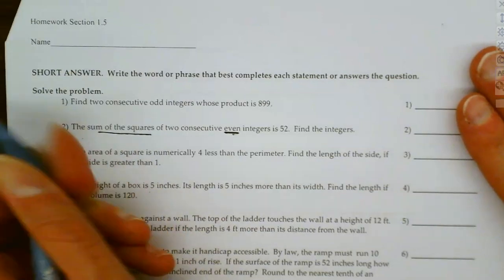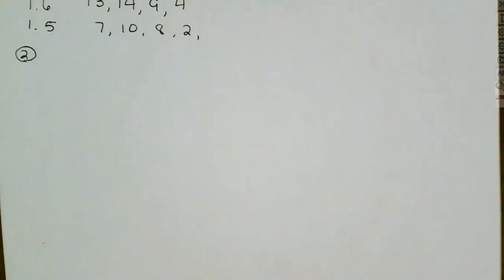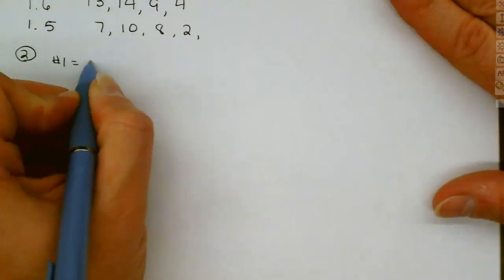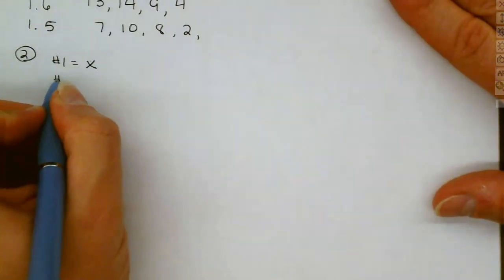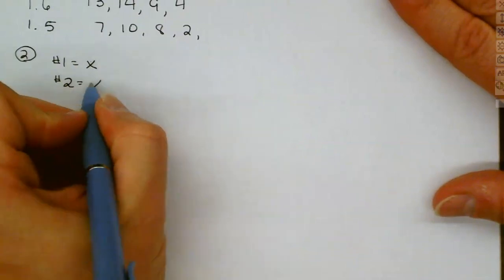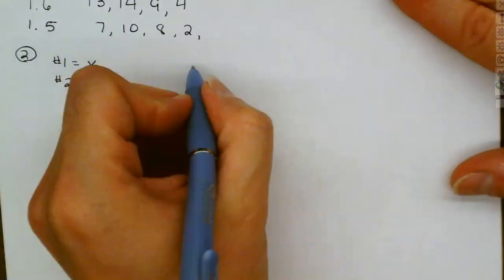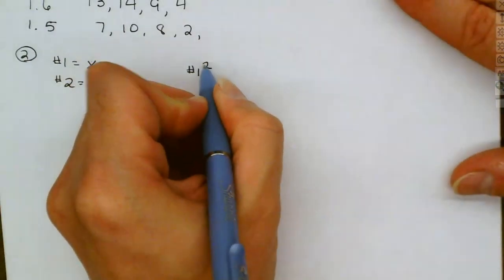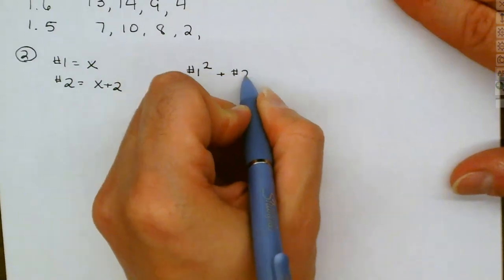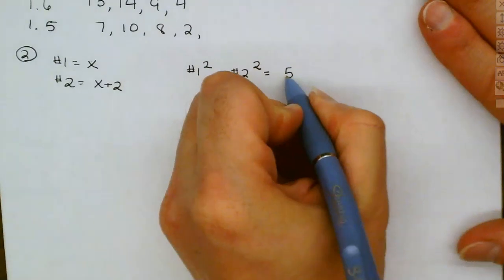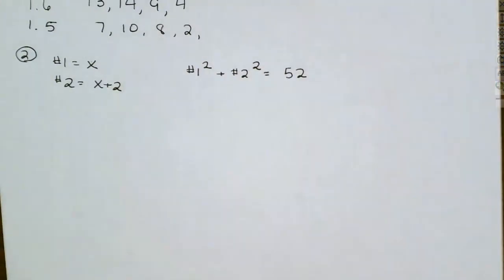Sum of the squares. So what would that look like as an equation here? The sum of the squares of 2 consecutive even integers. So that means my first number is x. My second number is going to be x plus 2. Now, what do we know? We know that the first number squared plus the second number squared has to equal that 52. Is everyone okay with that setup? Because we're going to have to square them.